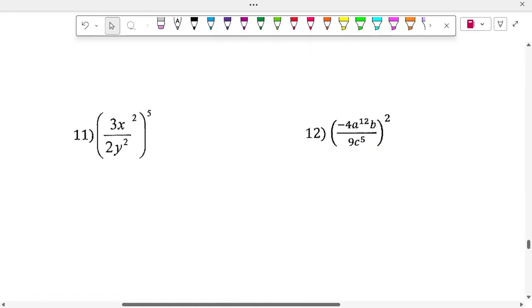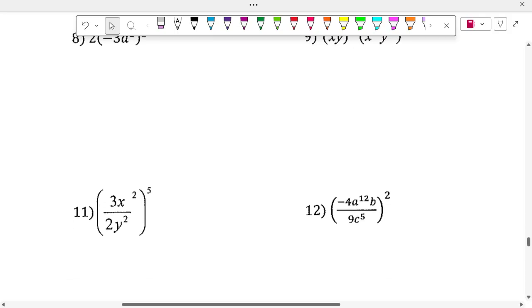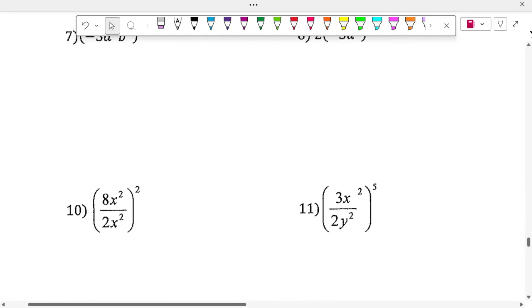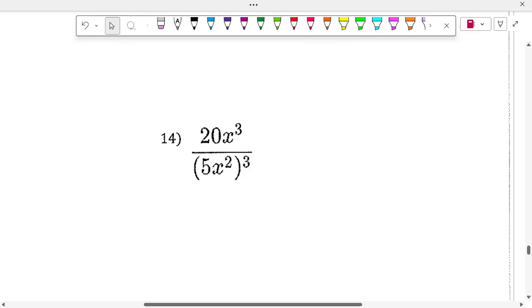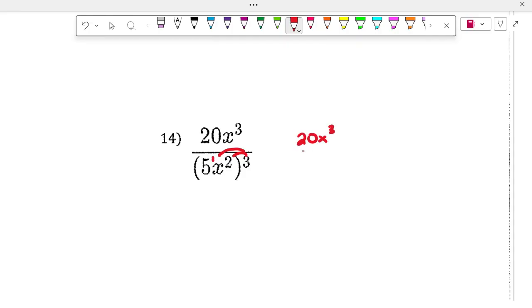Now, let's say that I was doing 12. Well, I guess not 12 because there's nothing to do there. Let's say I was doing like 10. With 10, you could do quotient rule first and then do the power rule, or you could do the power rule first and then the quotient rule, doesn't matter. But for 14, since that power rule is kind of on its lonesome only in the denominator, you need to do it first. So I'm going to multiply this 3 to all my exponents, including the base of 5. This would be 20x cubed, that's left alone, over what?